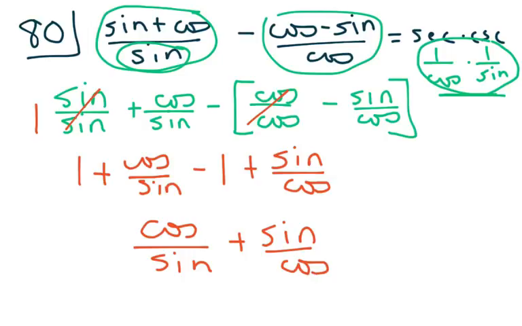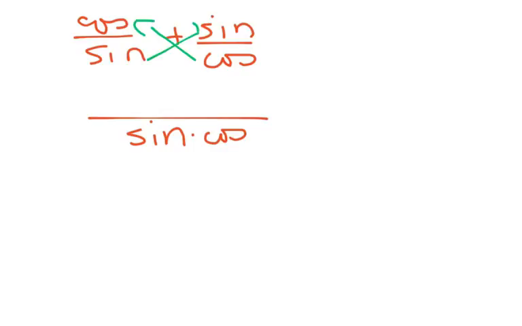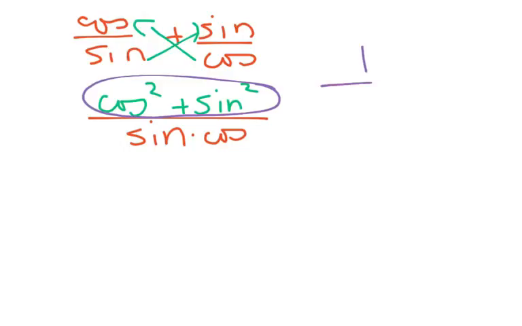So what I'm going to do is now write this over a common denominator. So I'll rewrite this again. We had cosine over sine plus sine over cosine. My common denominator is sine times cosine, and basically I'm just going to cross multiply here and get cosine squared plus sine squared. We know that cosine squared plus sine squared equals 1, so 1 over sine times cosine.